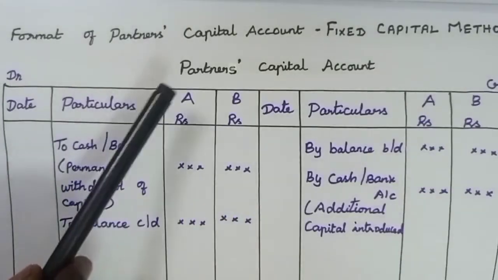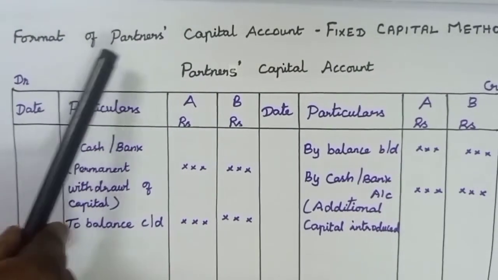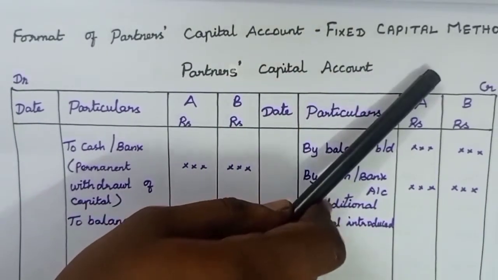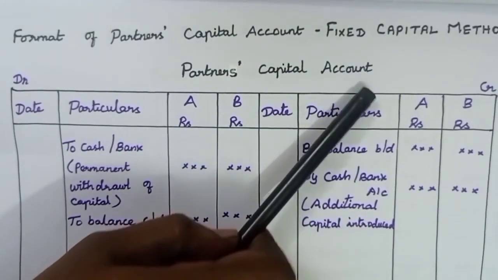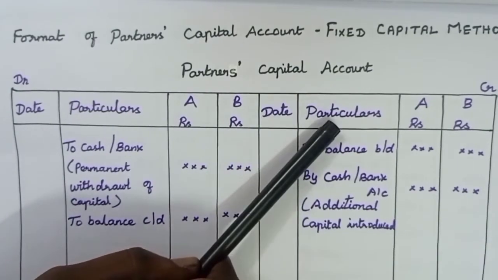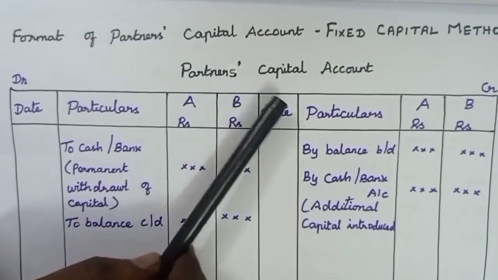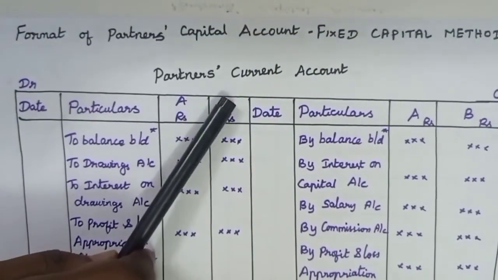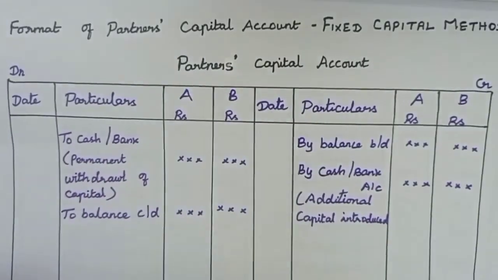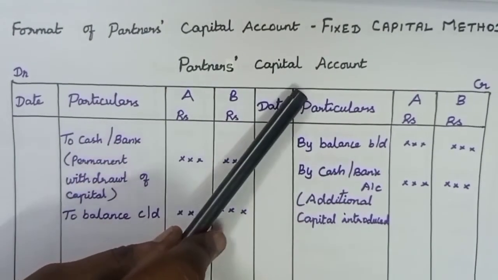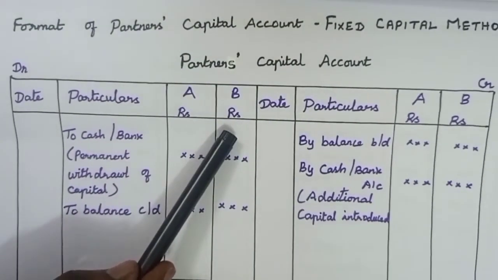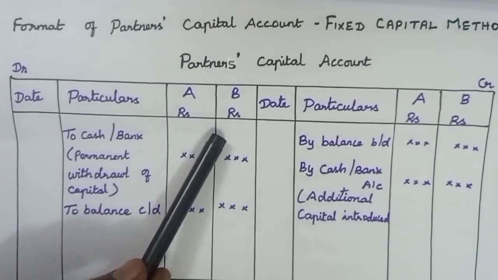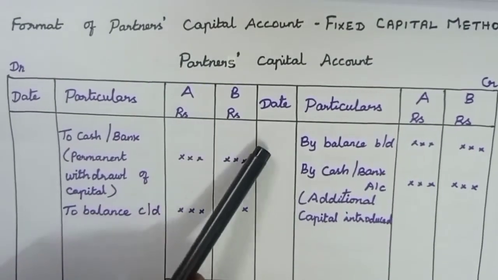Now, we will see the format of partners capital account under fixed capital method. Under fixed capital method, we have to prepare two accounts. One is partners capital account and another one is partners current account. This is the format of partners capital account. If there are three partners in the partnership business, we have to open three separate columns, one for each partner.